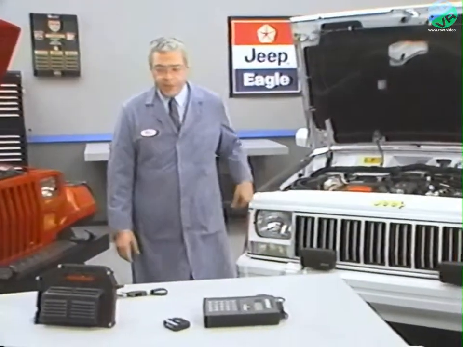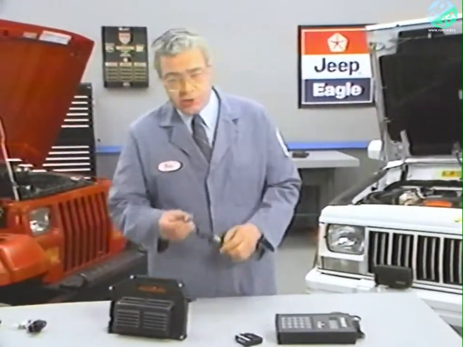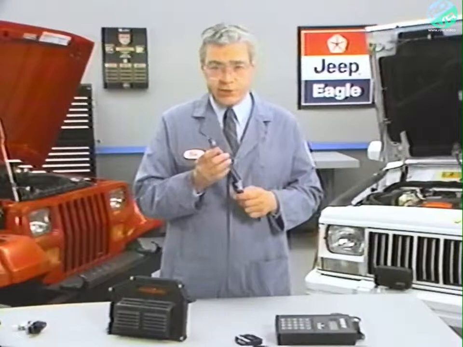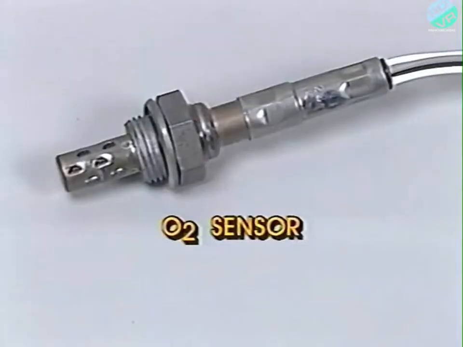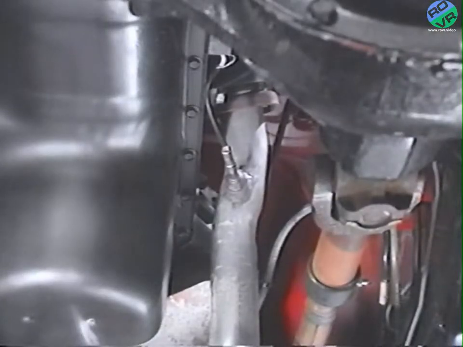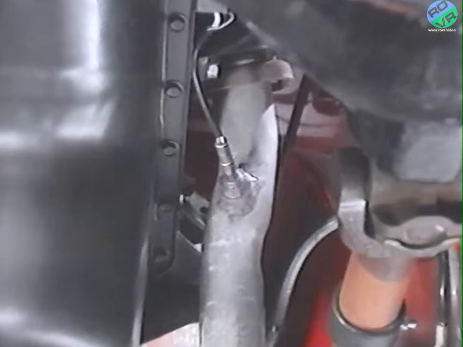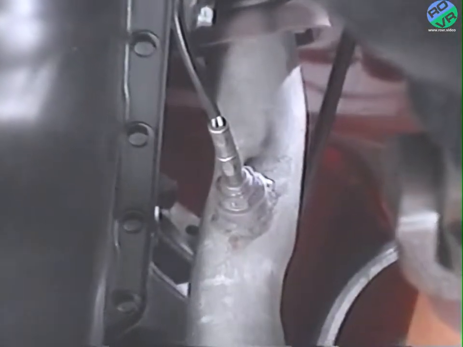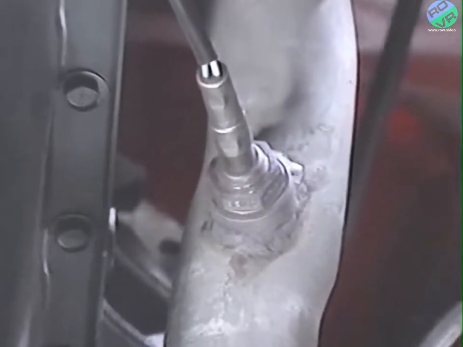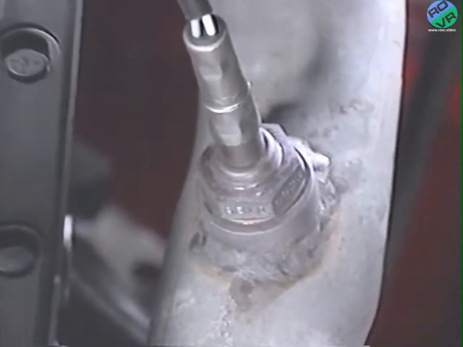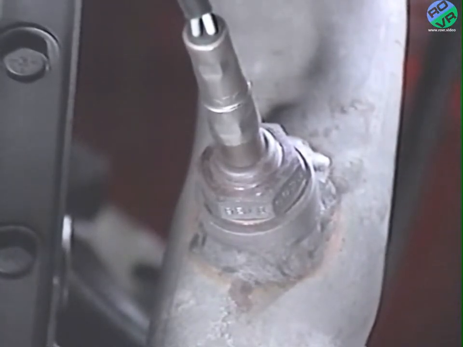Another input is the exhaust gas oxygen sensor, or the O2 sensor as it's commonly known. The same sensor is used for both the 2.5 and the 4-liter engines. The oxygen sensor is mounted in the exhaust downpipe and provides an input voltage to the engine controller. The sensor detects exhaust oxygen content from a chemical reaction within the sensor.